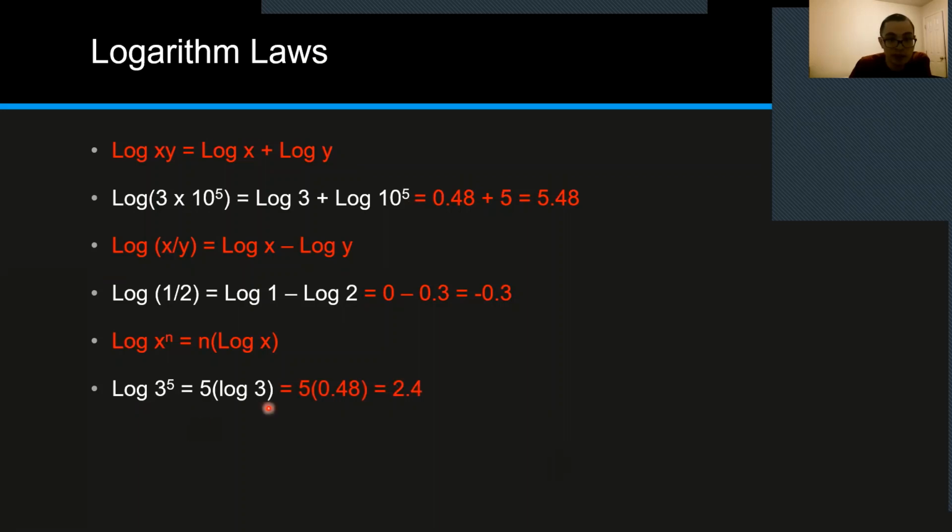Right. For the last one, we can pull out the 5. We know that log of 3 is equal to 0.48. If we approximate this, that would be 0.5. 0.5 times 5 would be 2.5.